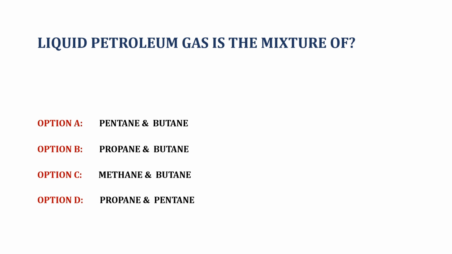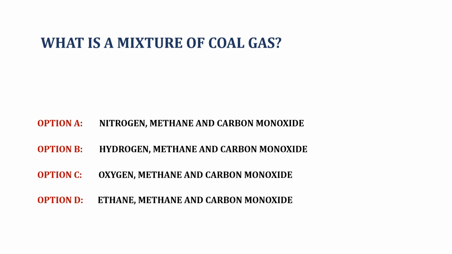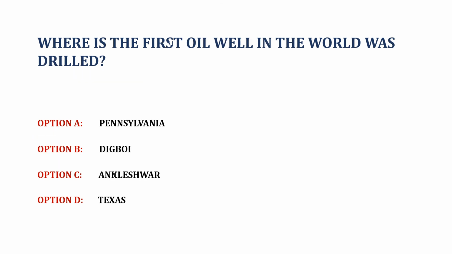Liquefied petroleum gas is a mixture of... Option B, propane and butane. Where is natural gas found? Option C, above the oil in the oil wells. What is the mixture of coal gas? Option B, hydrogen, methane and carbon monoxide. What process is used to separate two or more miscible liquids whose difference in boiling point is less than 25 Kelvin? Option B, fractional distillation. Where was the first oil well in the world drilled?